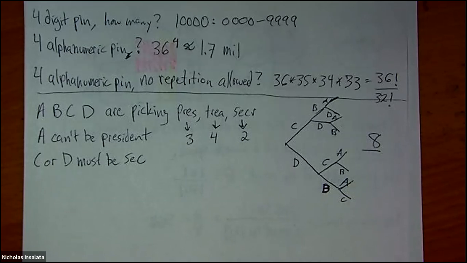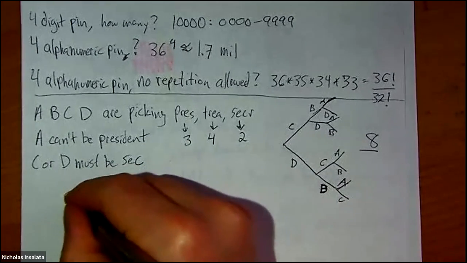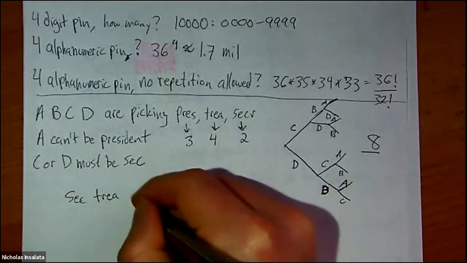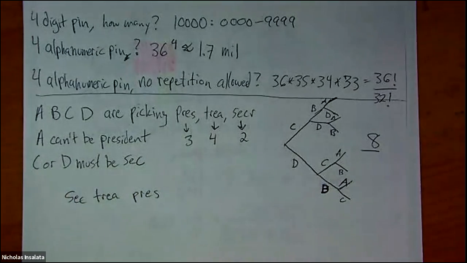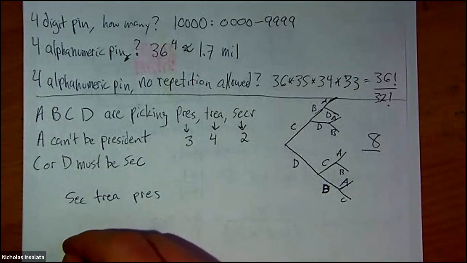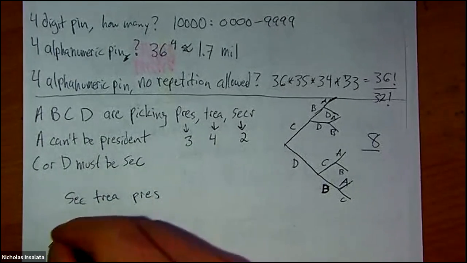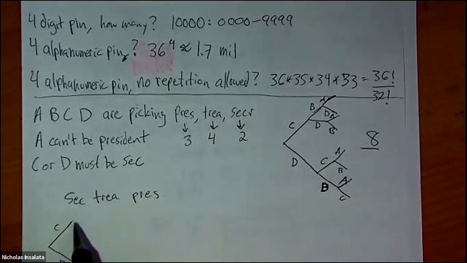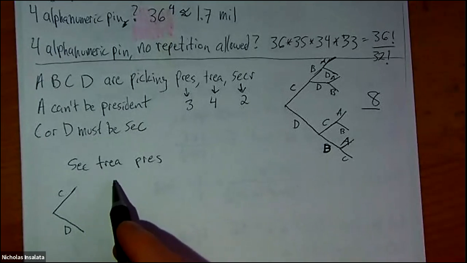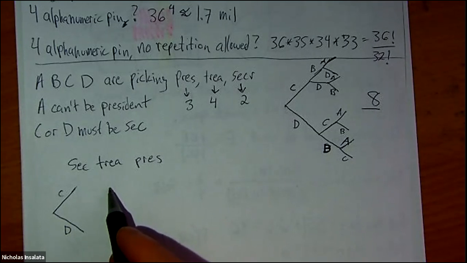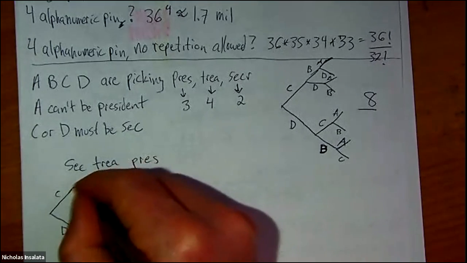Interesting. Well, what if we tried to make a different tree? So I know someone, Sean or David, Sean was saying we should do the treasurer and then the president last. Okay, so let's try it that way. Let's do secretary, then treasurer, then president. Okay, so the secretary, again, could be C or D. Okay, then the treasurer could be what? So C is the secretary. Who can be treasurer? A, B, or D, okay?